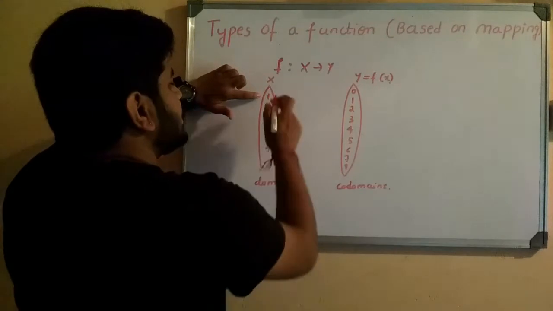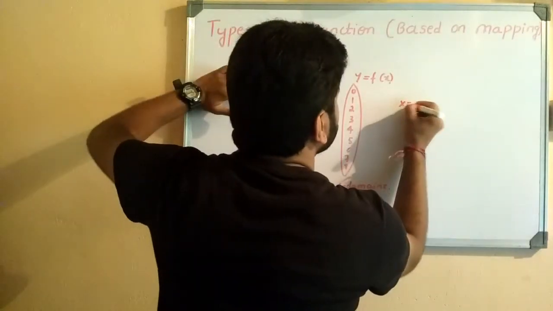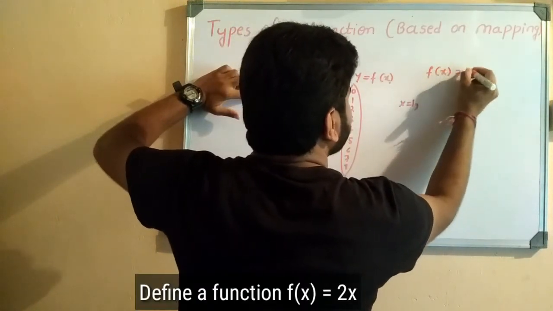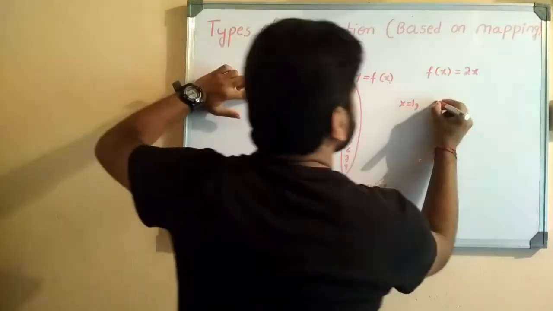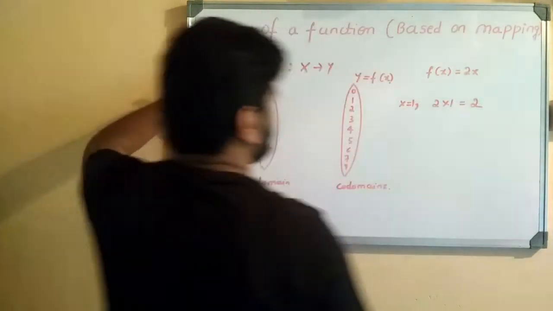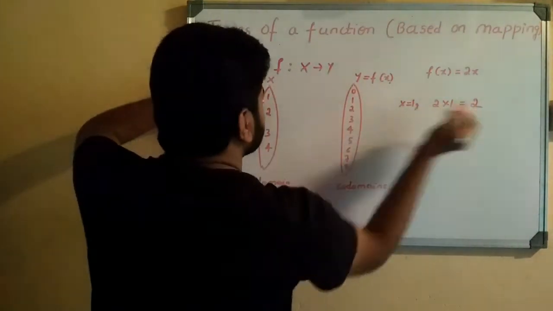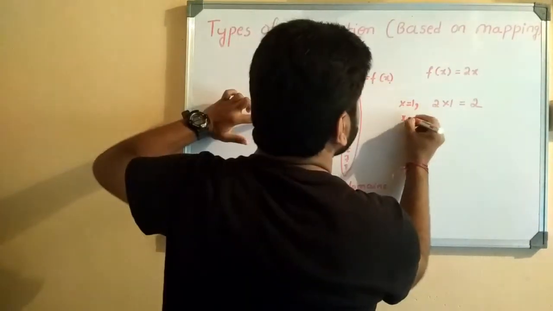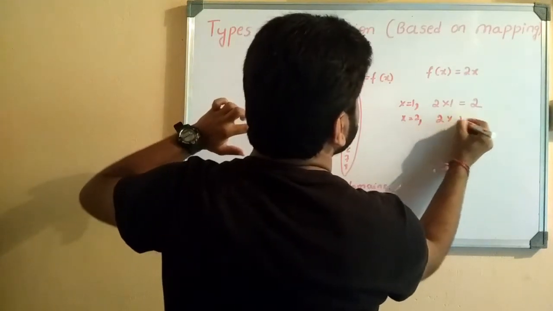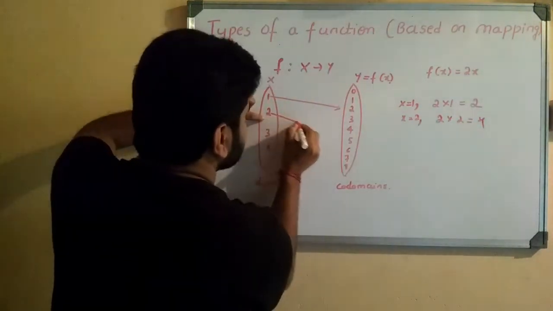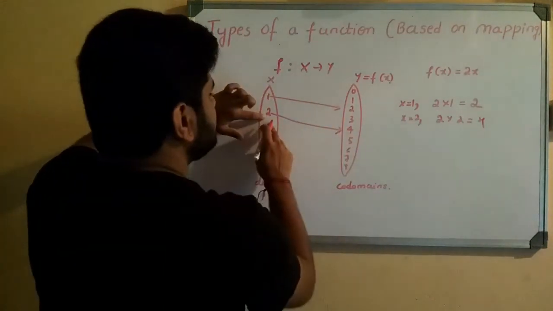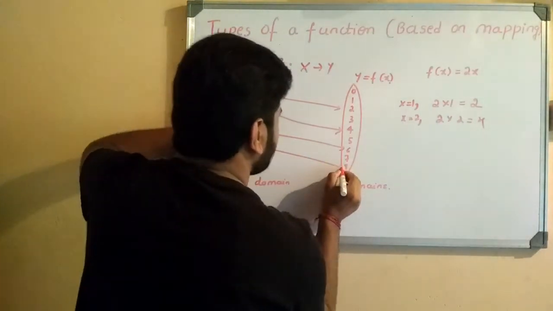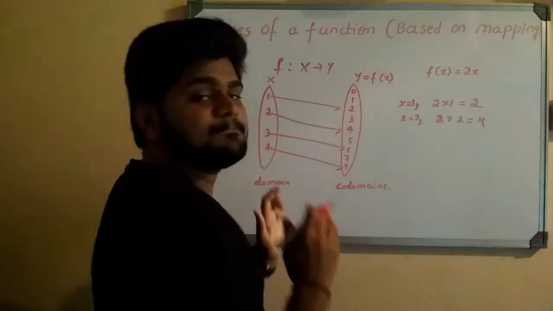If we give the input value x equal to 1, and I define f of x equal to 2x as the function, then 2 into 1 is equal to 2. So 1 maps to 2. If you give 2, 2 into 2 is equal to 4. So 2 to 4. 3 to 3 into 2 is 6. 4 into 2 is 8. This way we call it a mapping.